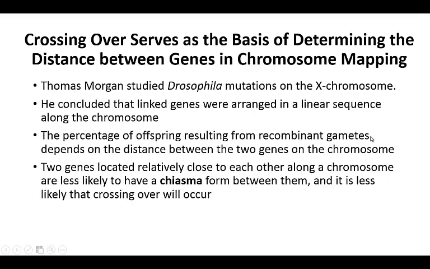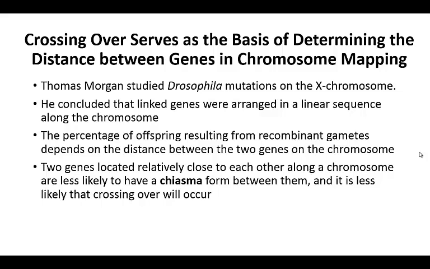Okay. These crossing over events basically served as the basis of determining how far apart genes were when they were trying to map chromosomes of different organisms. And one of the most important ones that they studied for this was Drosophila. Thomas Morgan was the lead scientist on many of these studies. He studied Drosophila mutations on the X chromosome. He looked at a number of different traits, and what he concluded was that these linked genes must all be arranged in a linear sequence along this chromosome.